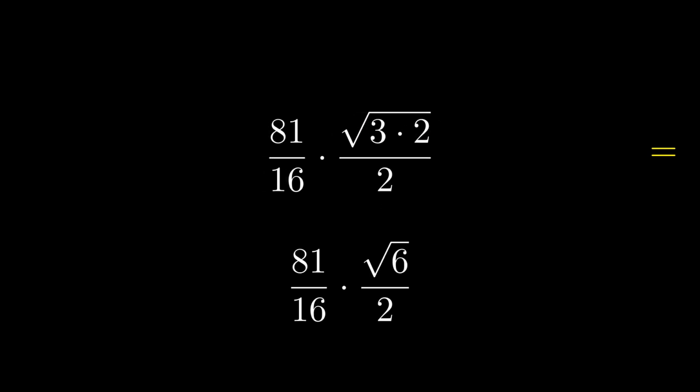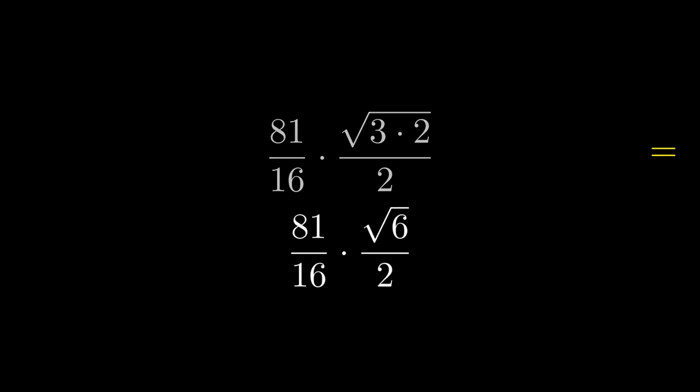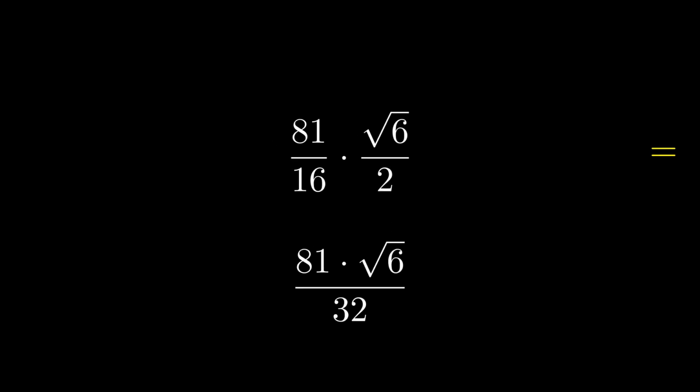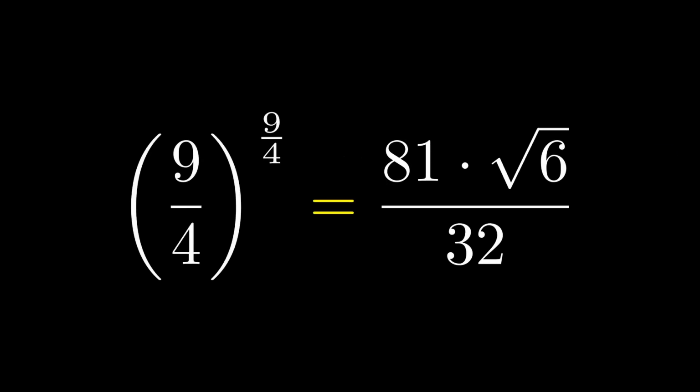The last step is multiplying the 2 fractions. We thereby get 81 times the square root of 6 in the numerator and 32 in the denominator. The final answer is therefore that 9 over 4 to the power of 9 over 4 is equal to 81 times the square root of 6 over 32.